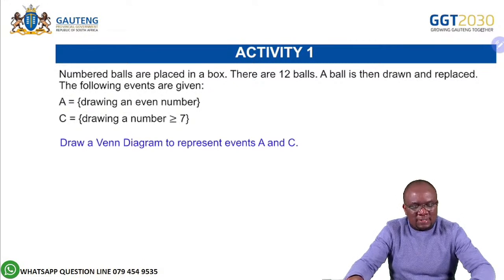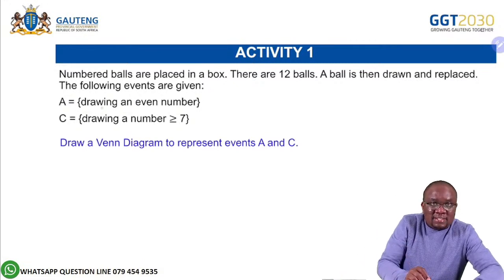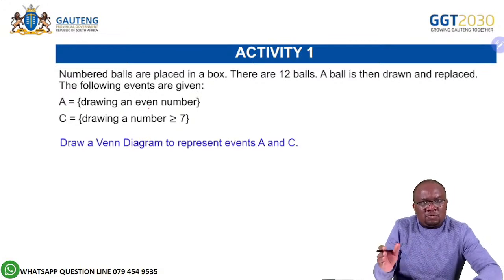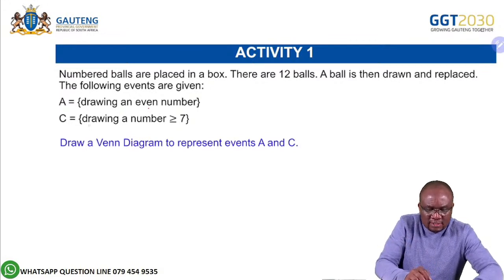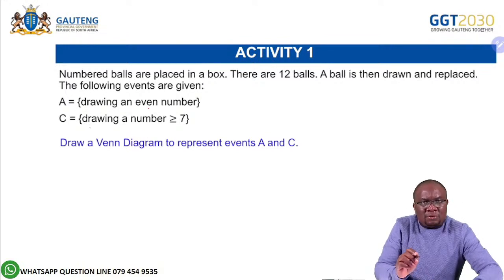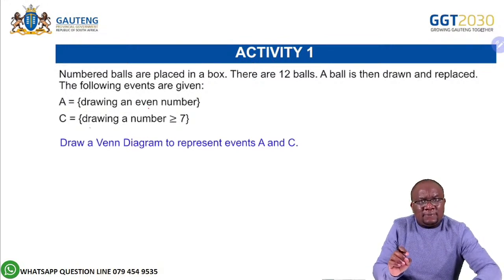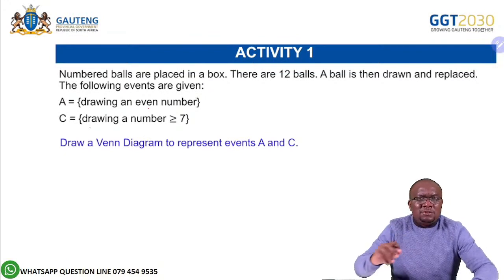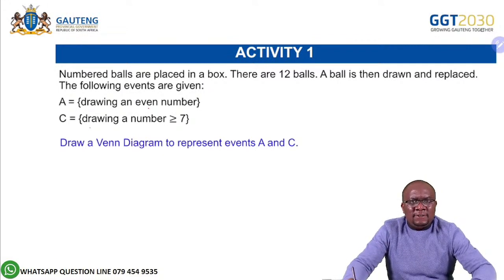Let's try to do that. Maybe you can start by writing the actual items. A, even numbers from 1 up to 12, write them down. And then C, numbers greater than or equal to 7, write them down. Then you can easily see if there's an intersection. If there's an intersection, you start with it and then you draw your Venn diagram. Let's try to do that in 5 minutes.